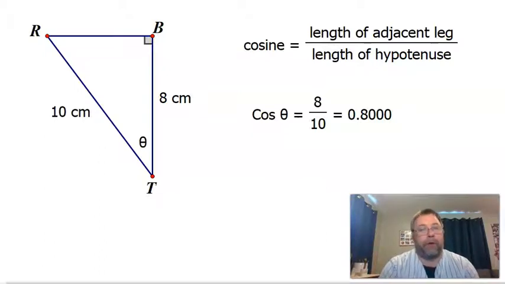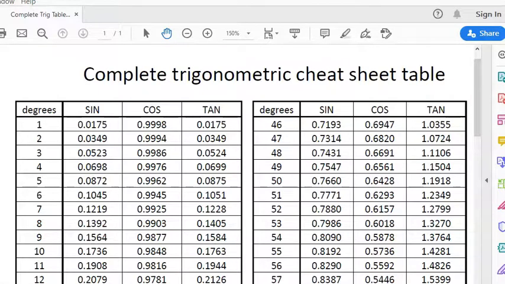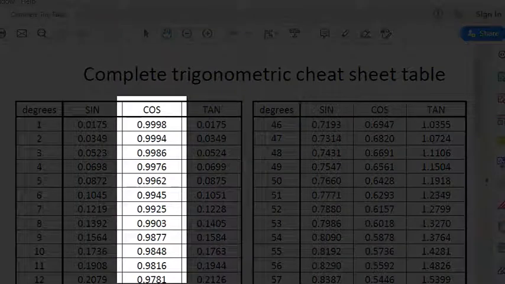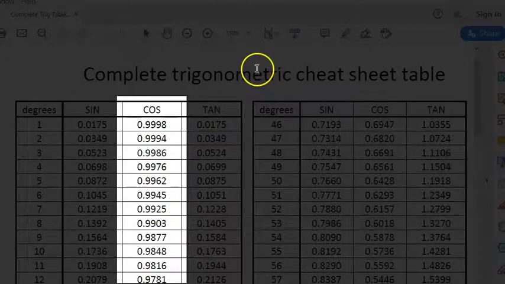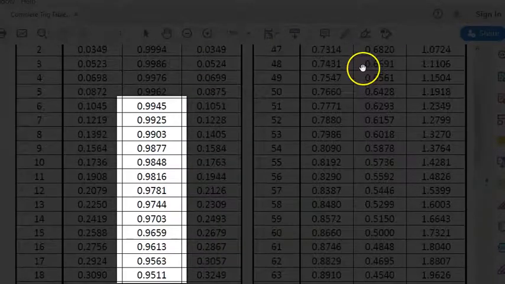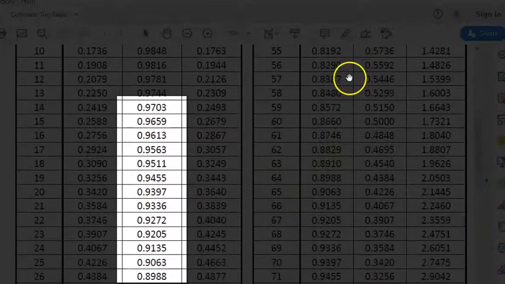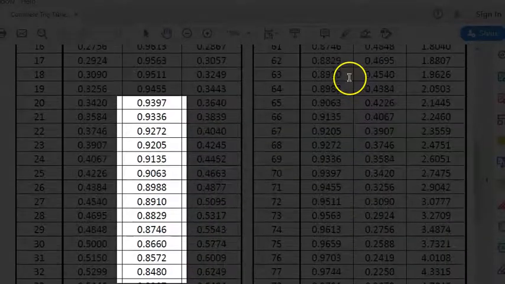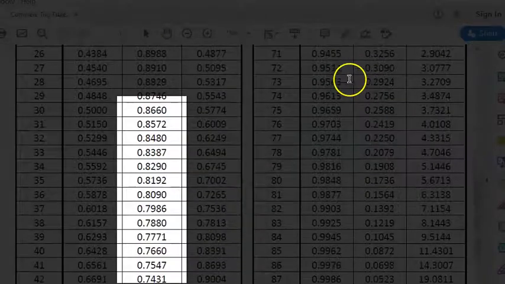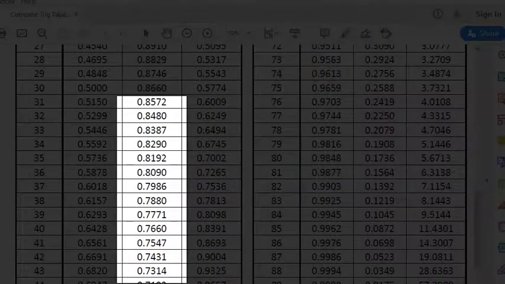So now, once again, we're going to go to the cheat sheet, but remember, we're going to look down the cosine column until we see a number that's close to 0.8000. Let's go to our cheat sheet. So here we are at the cheat sheet, and once again, we are going to go down the cosine column until we get to a number close to 0.8000. So we're going to slide down cosine. You can see the numbers are getting smaller as we go on. And let me keep going, and I think we're there.